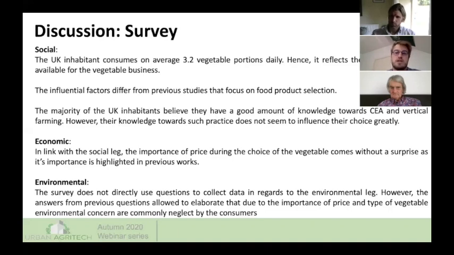Let's not forget that our population sample was only 355 people, and so we do acknowledge a 10% margin of error when stating any numbers. The issue with the survey, realized after it was done, is that we did not have any direct questions to ask about the environmental concerns, to explore in greater detail the environmental leg of sustainability.